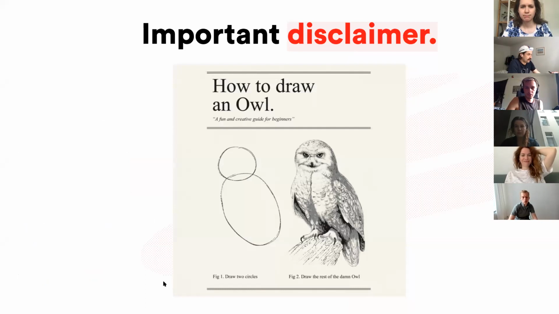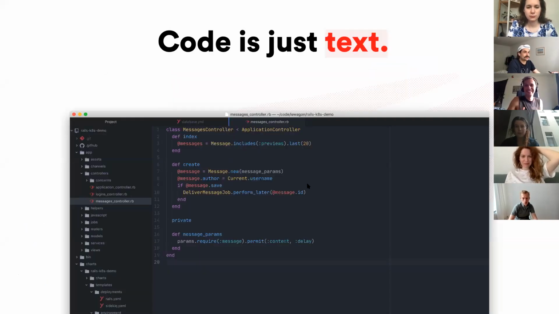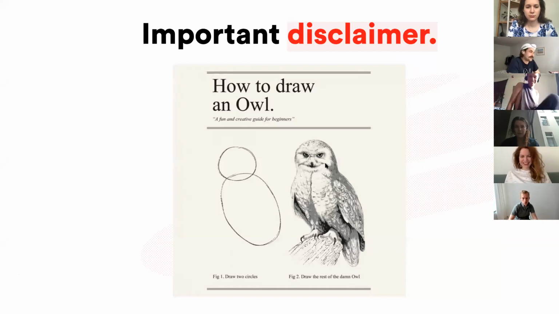This is basically what we're gonna do today, right? So this is how to draw an owl. Yeah, so you can just draw two circles and then you draw the rest of the damn owl. So the talk is gonna be like something like this, okay? So let's first draw two circles, okay?